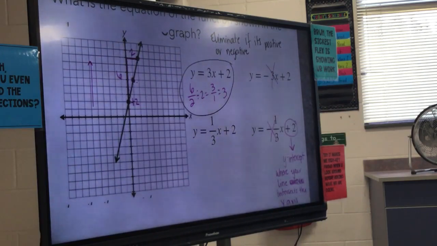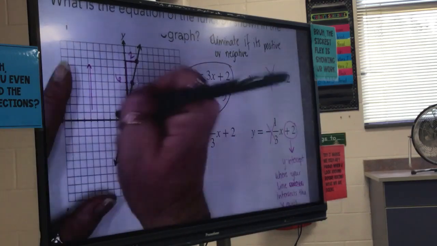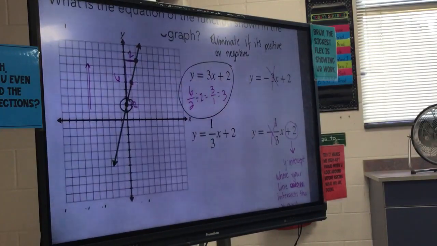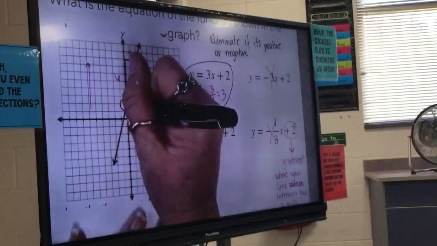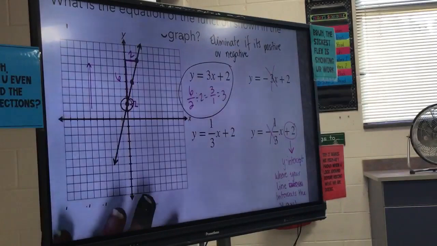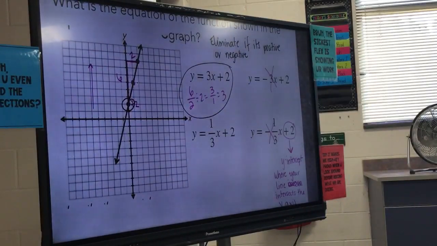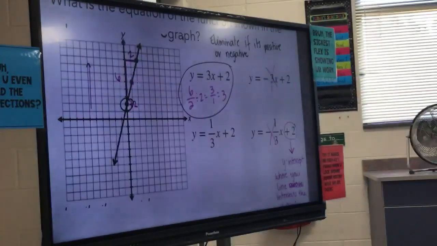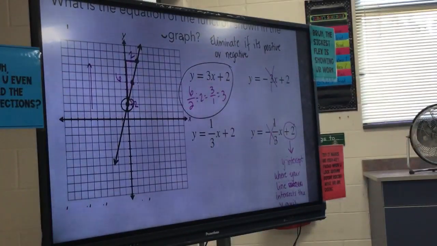I still don't understand where the plus 2 comes from. So it intersects the y-axis right there. So it's plus 2. Oh, all right, I see it. So it's wherever that line crosses the x-axis or the y-axis. Yeah, all right.